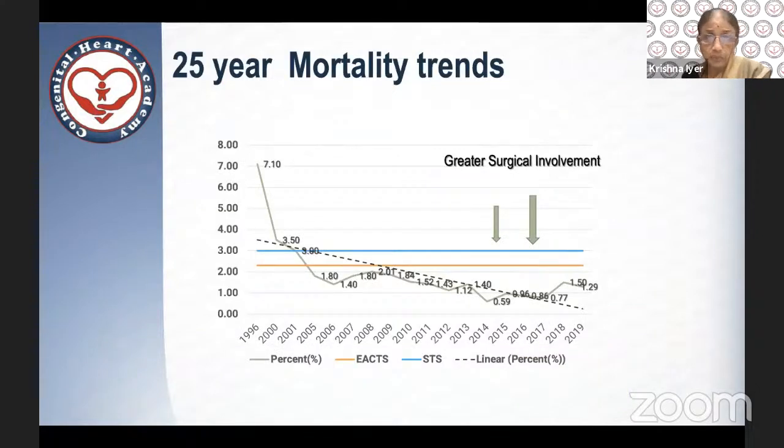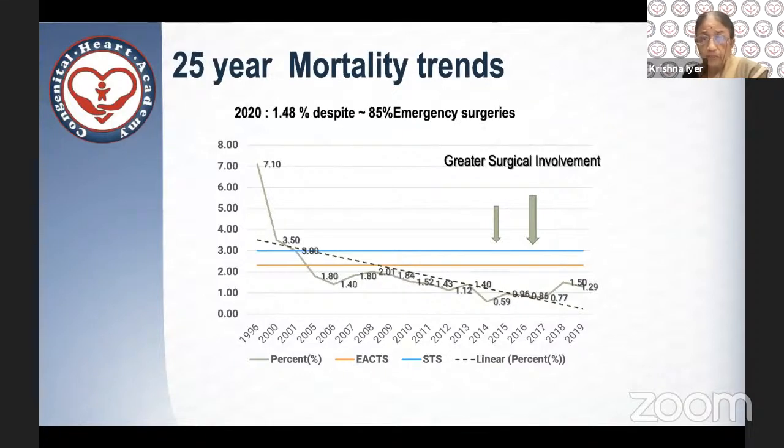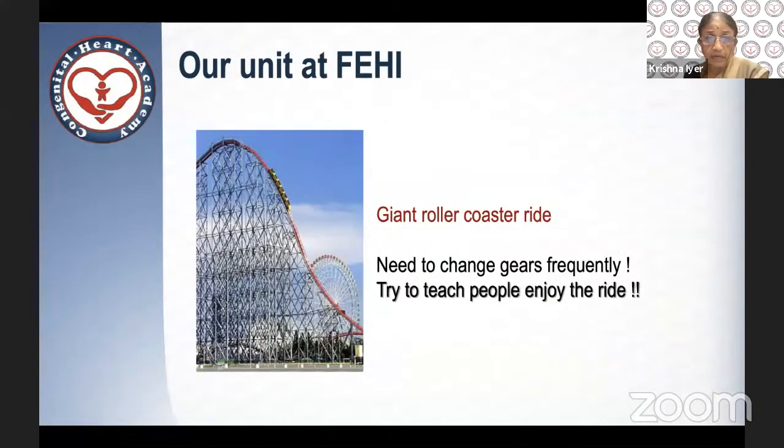You've all seen this 25-year mortality trend, and what I'd really like to highlight is, despite the fact that we've hardly had any intensive care physicians, and most of the surgeons have been doing the intensive care for the last couple of years, our 30-day outcome has been more than satisfactory. And the last year, 85% were infant and neonatal emergency surgery, again, fairly gratifying outcomes.